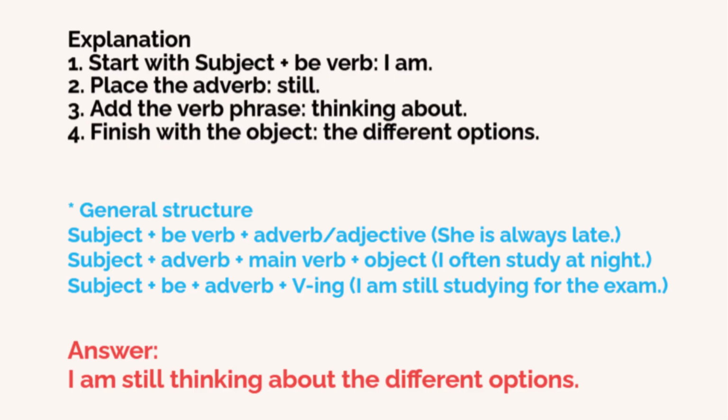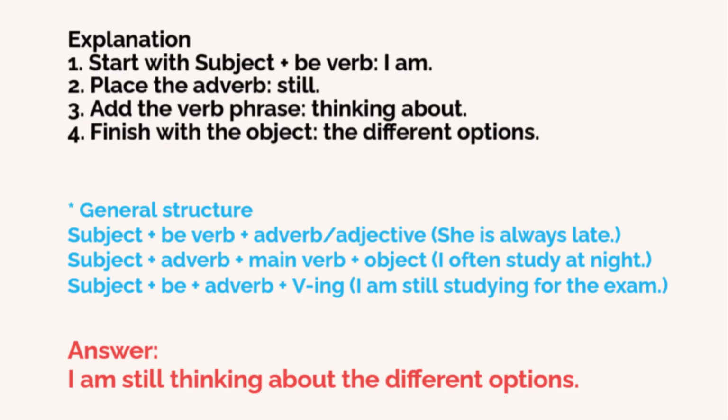Third, we look at subject plus be plus adverb plus V-ING. For example, "I am still studying for the exam." This structure emphasizes an ongoing action that continues up to the present.